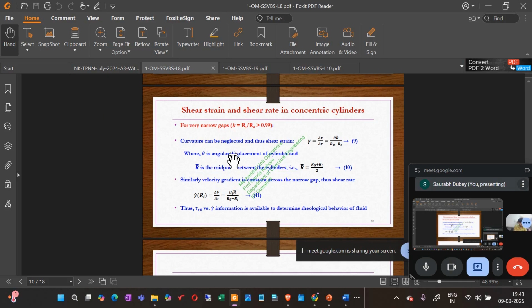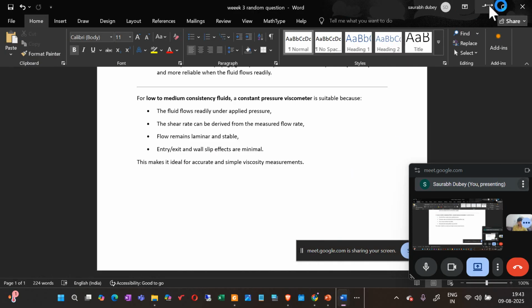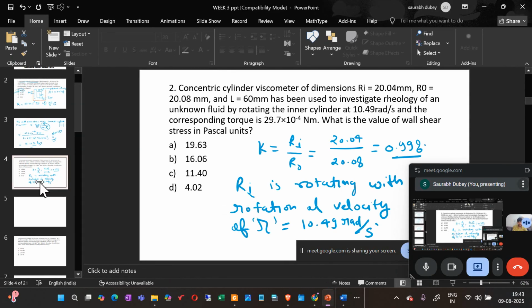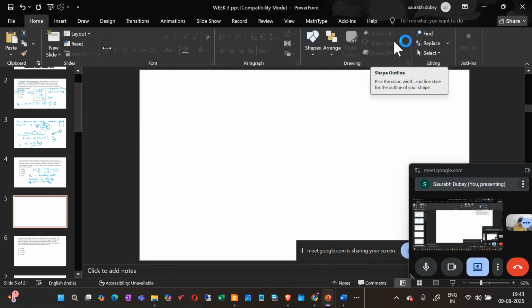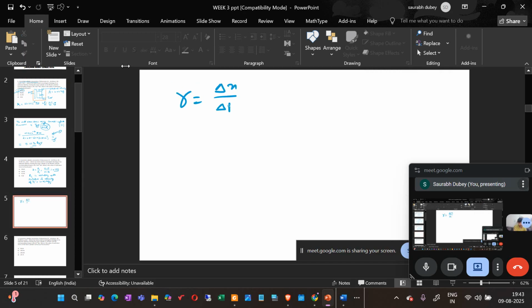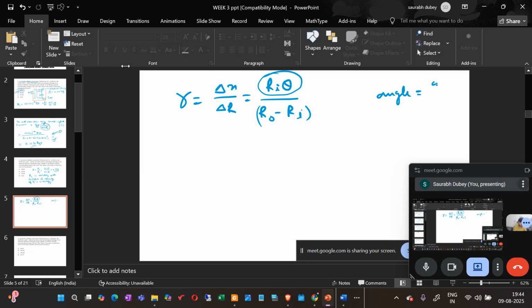which is gamma, can be written as del x by del r. Let me show you. What I'm saying is this is the shear rate gamma, which is written as del x by del r, and this can be written as r_i theta divided by r_0 minus r_i, right? Why? Because you know that angle equals arc upon radius, right?